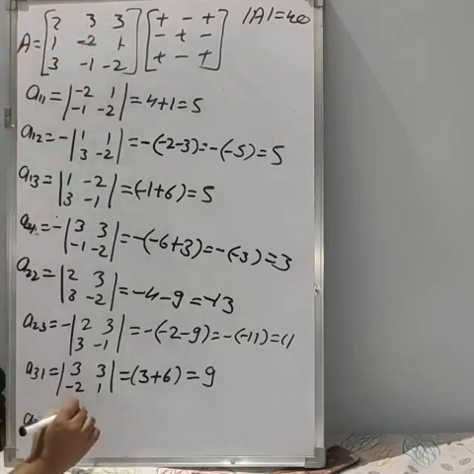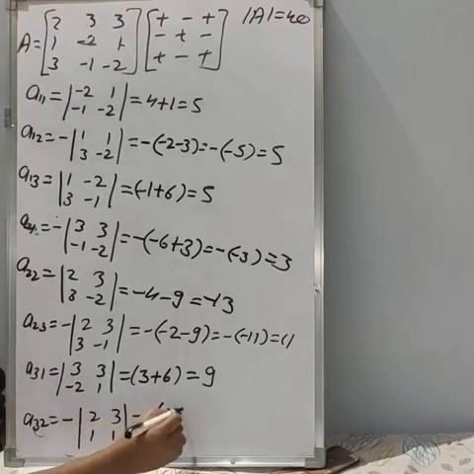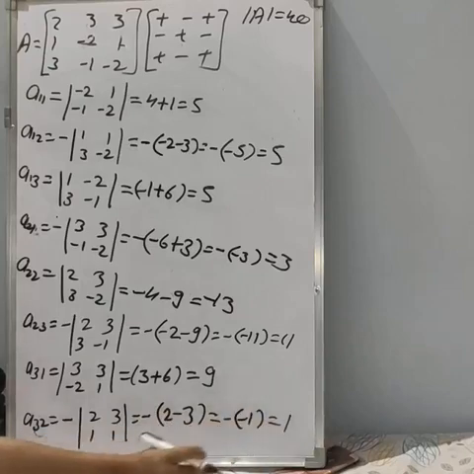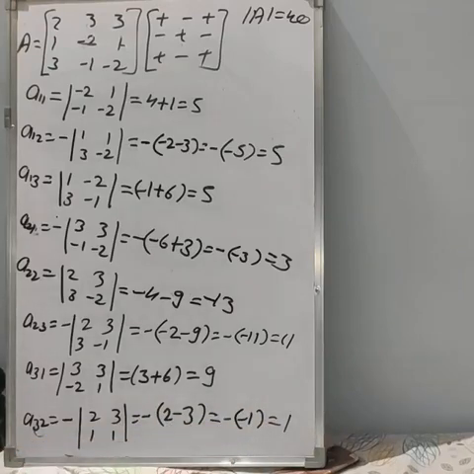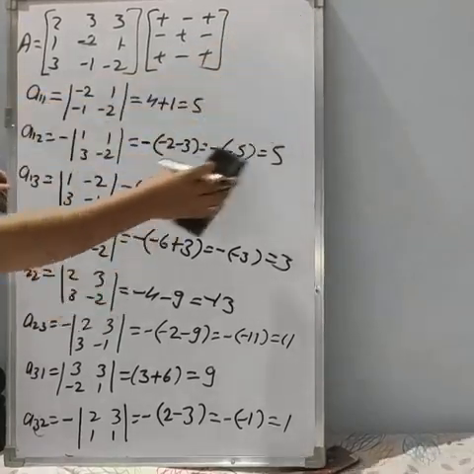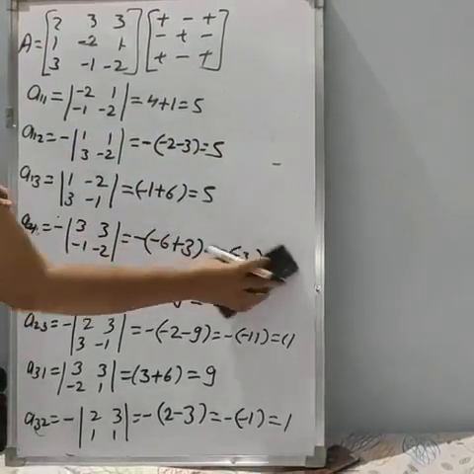So write down 2, 3, 1, 1. So minus 2 into 1 is 2, 3 into 1 is 3. So minus 2 minus 3 is minus 1. So minus into minus it is plus 1. Okay. Now we want A33. This is plus 5. I will write here. This is plus 3.